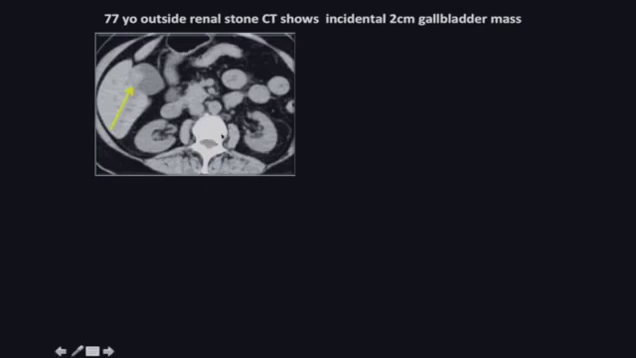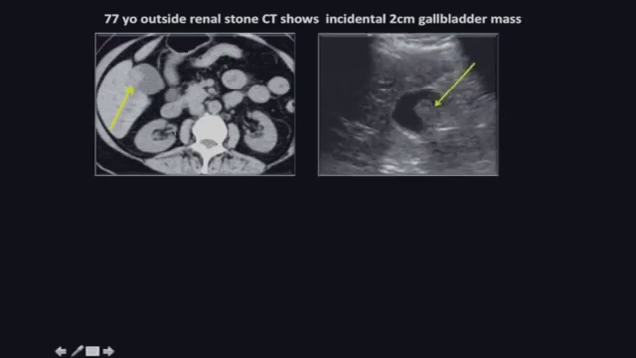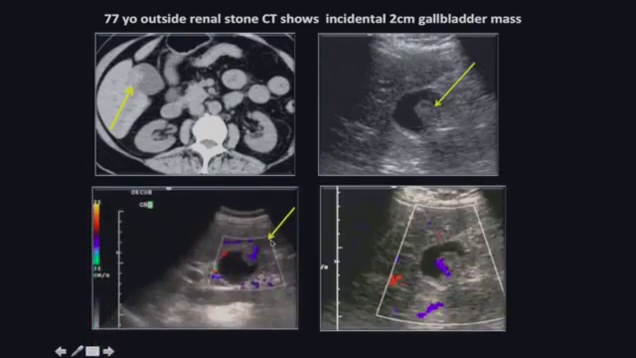Here's a 77-year-old patient. On an outside renal stone non-contrast enhanced CT, there was a 2 centimeter gallbladder mass. An ultrasound was performed that beautifully demonstrates a polypoid lesion. Color flow Doppler sonography shows the evidence of vascularity. Note the wall of the gallbladder.